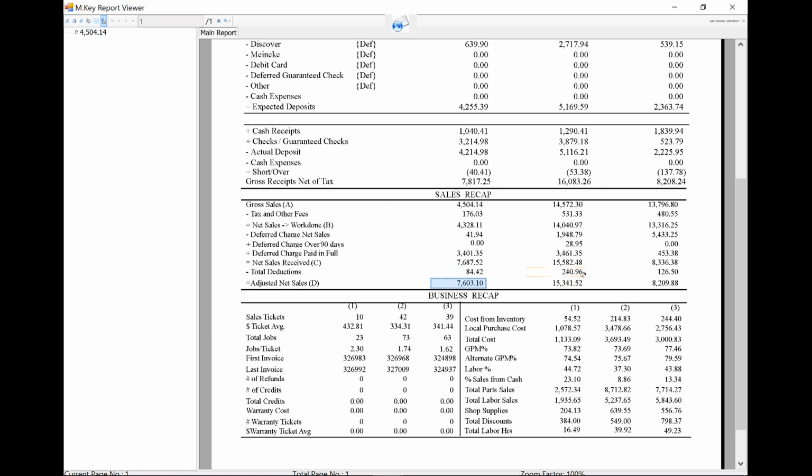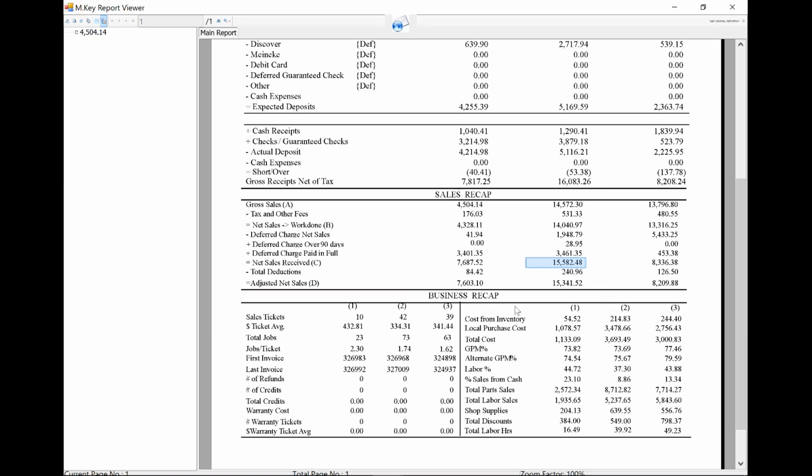You'll see here for the week it's $240.96. So we have 14, and we have collected 3,400 here, but we have 1,900 in sales this week. It totals out after deductions to 15,341.52. This is the figure MKey records as what you need to pay fees on. Net sales received is the figure MKey assumes that you're actually running for that week.